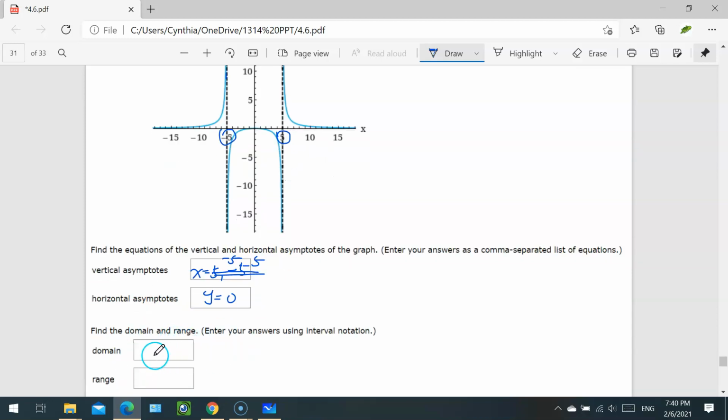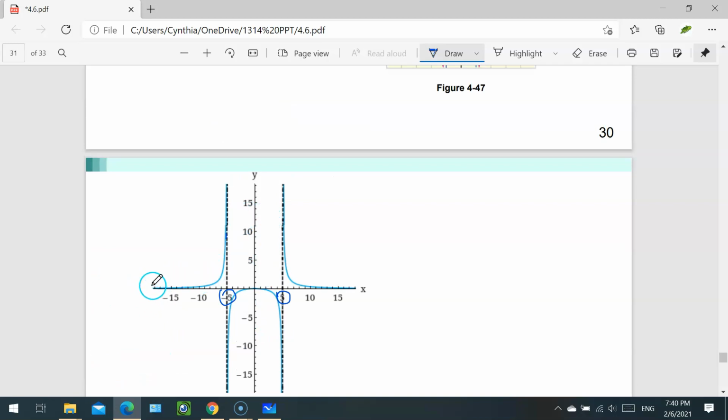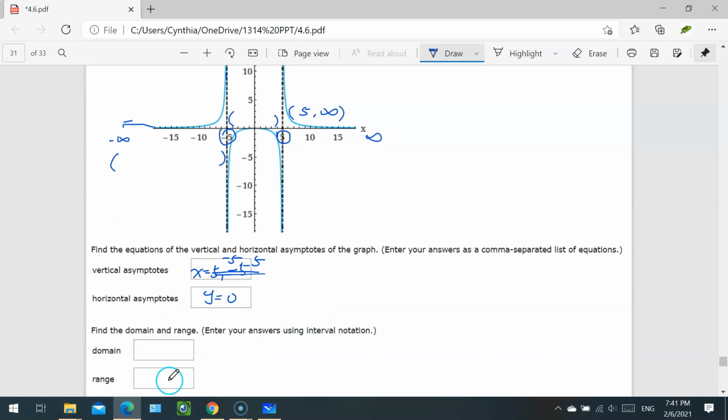Finding the domain and the range. If you look at the graph, the domain keeps going to the left-hand side forever, which is negative infinity. And when the graph comes to -5, it has a vertical asymptote. So this would be one interval. Then let's skip the -5. After -5, it will continue to +5. This will be another interval. Then skip the 5, and continue from 5 to infinity. So this would be the domain of the function.